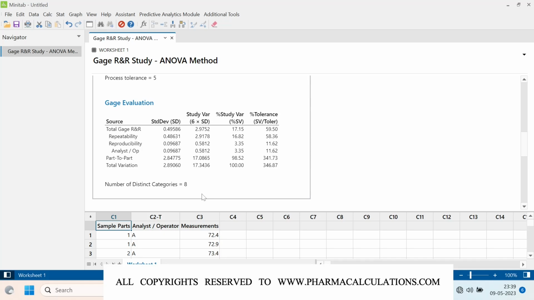If the number of distinct categories is equal to 3, again we can classify it into low, middle and high. So ideally the number of distinct categories should be equal to 5 or greater than 5 for having an adequate measurement system.